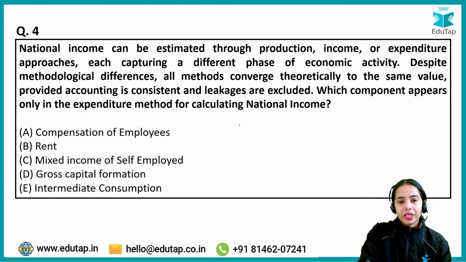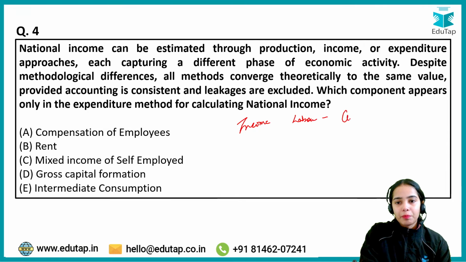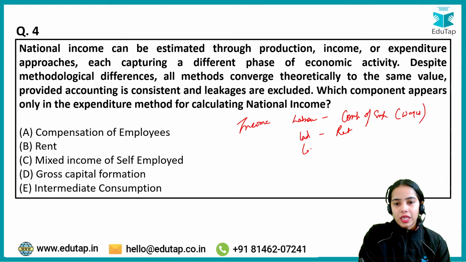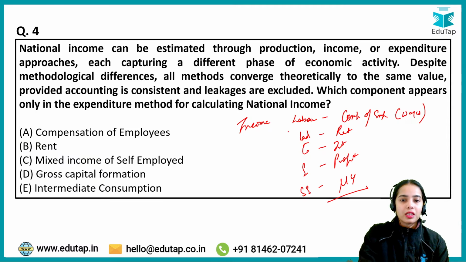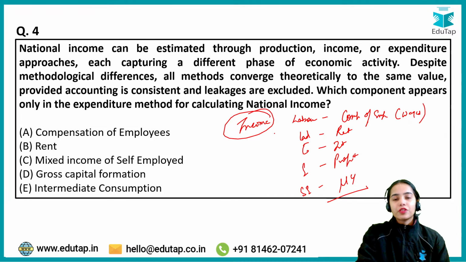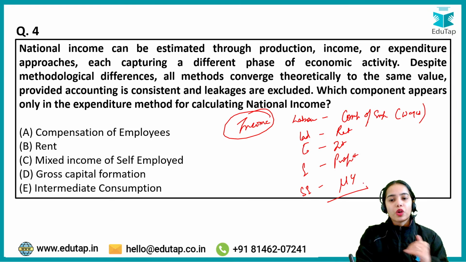What is the income method? All the income that is earned by the labor, that is the compensation of employees, the wages in kind and cash. Land is earning rent, the capital is earning the interest, the entrepreneur is earning the profit, and if the people are self-employed, they are earning the mixed income. So this is your income method in which we add the wages, rent, interest, profit and mixed income.